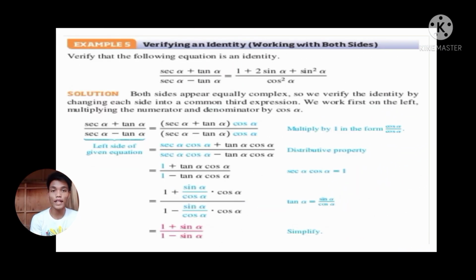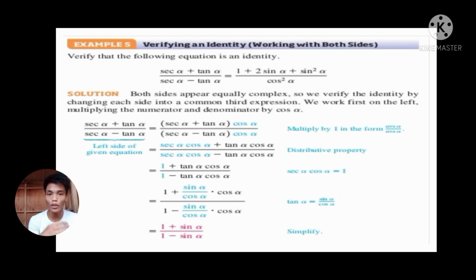Let's have another example. So I skip example 3 and example 4 because they talk about the same thing as example 1 and example 2, about verifying an identity working with one side. So let's have another example in which we are going to work with both sides. For example, in example 5, verifying identity working with both sides. Verify that the following equation is an identity.